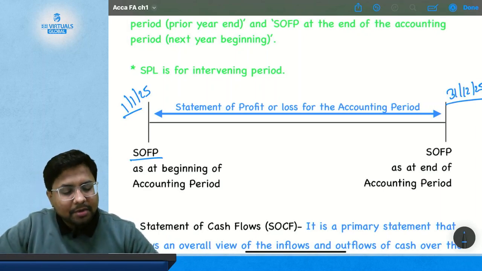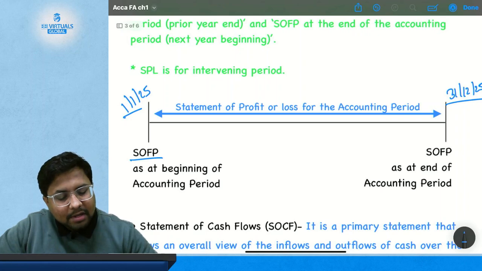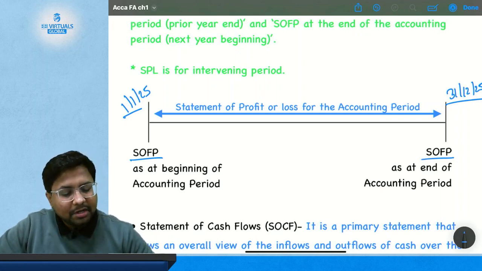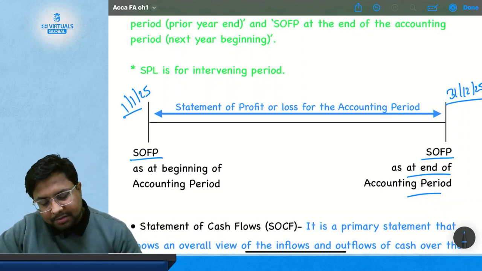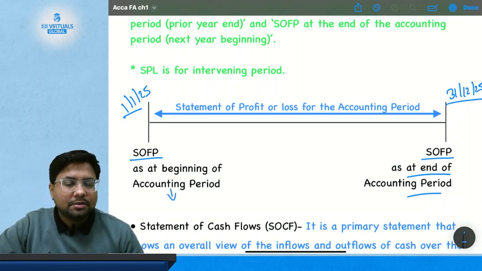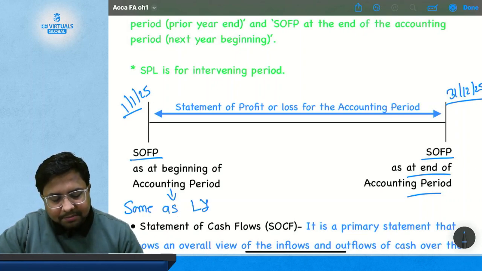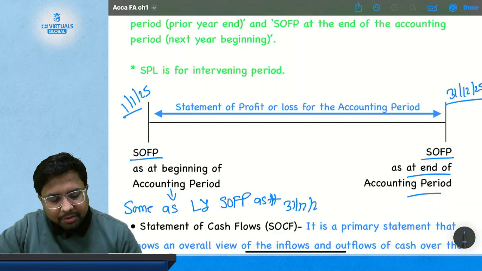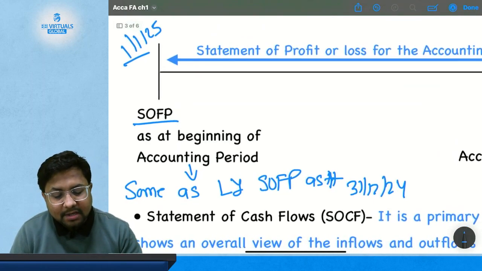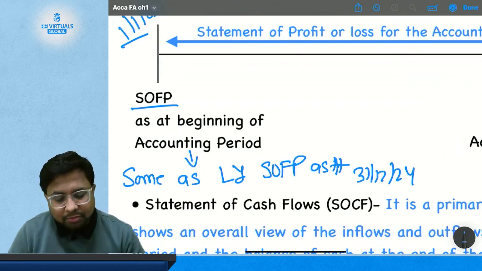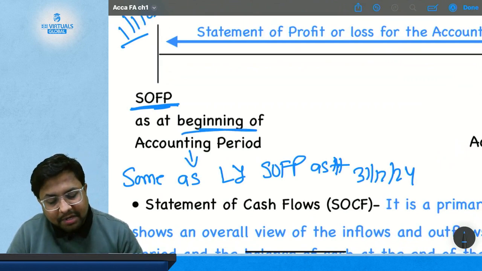Suppose for the end of the accounting period, that is 31st of December 2025, I have the statement of financial position or balance sheet showing me the financial position at the end of the accounting period. But this beginning balance sheet will be the same as last year's SOFP as at 31st of December 2024, because I am saying statement of financial position at the beginning of the accounting period.